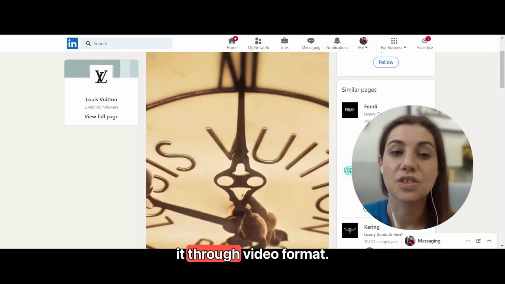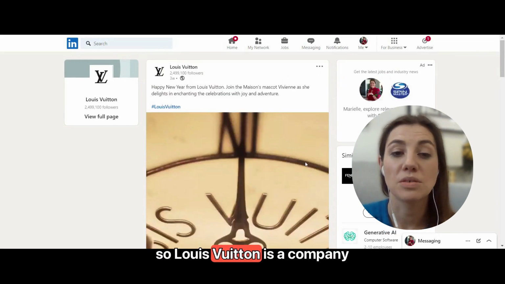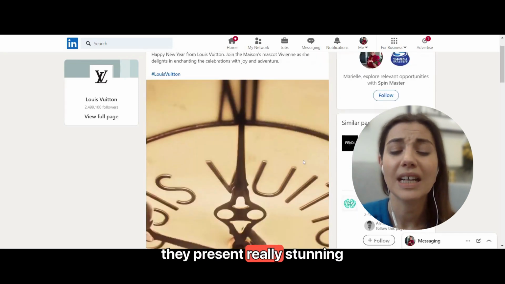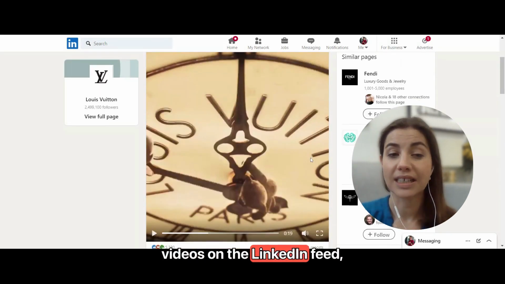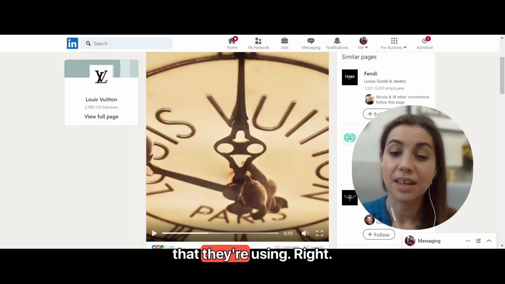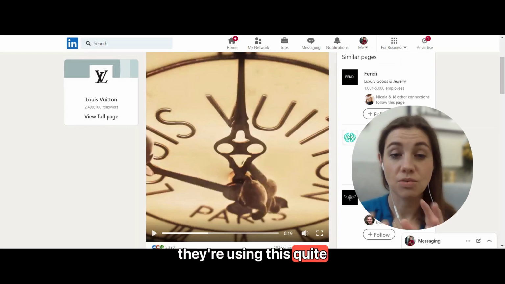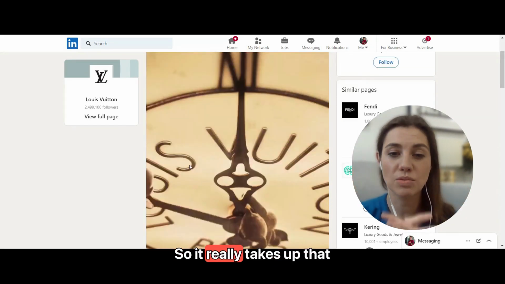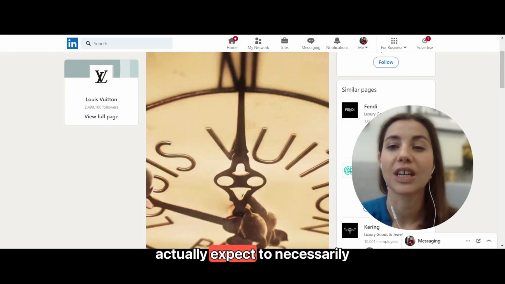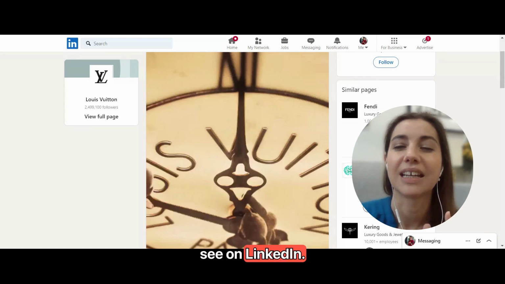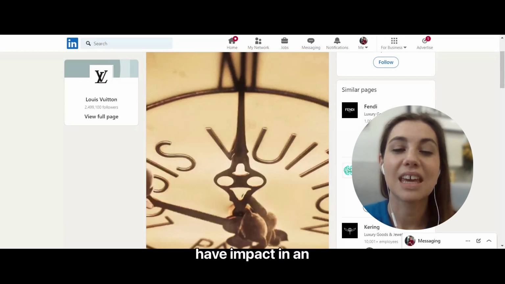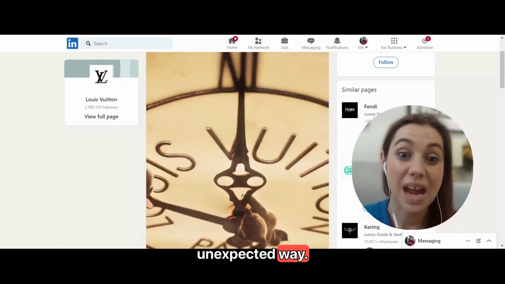And they're actually doing it through video format. So Louis Vuitton is a company like that I really enjoy following. They present really stunning videos on the LinkedIn feed, and it always does get my attention because of the format that they're using, right? Again, they're using quite considerable size to present their videos, so it really takes up that real estate. But also it's something surprising. It's not something you would actually expect to necessarily see on LinkedIn. So it breaks up the feed, and it does really, I think, have impact in an unexpected way.